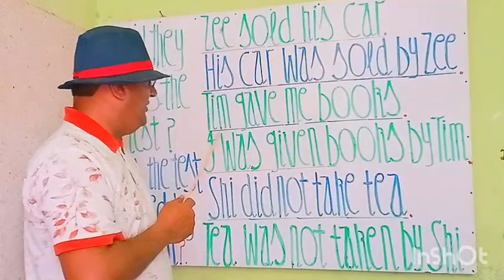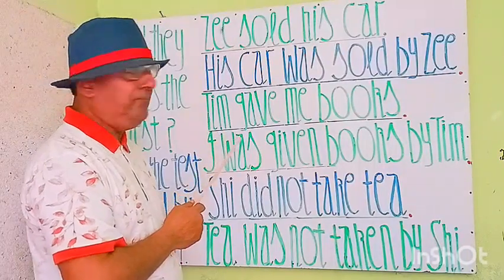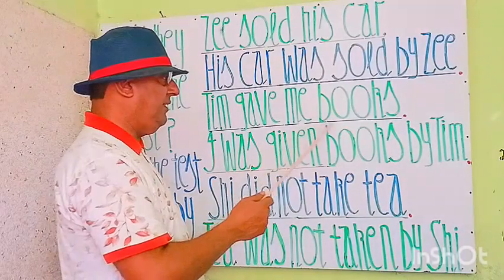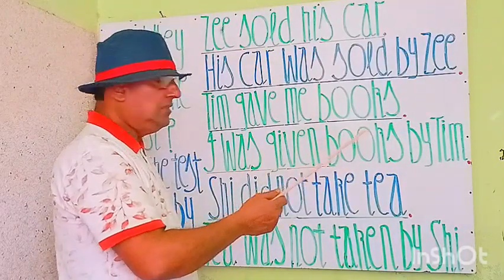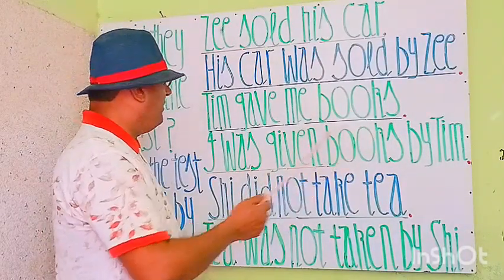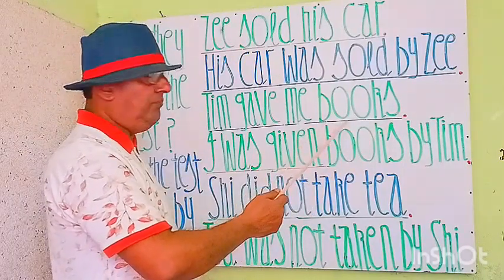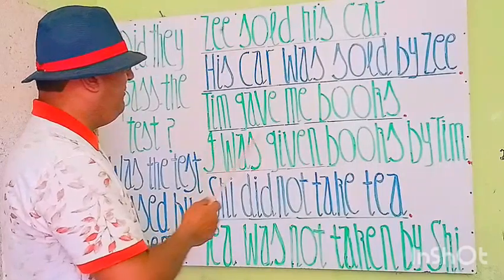You see my student, Tim is a subject, singular noun. Gave is a past verb form of give. Me is an object and books is an additional noun, plural noun. So Tim gave me books.